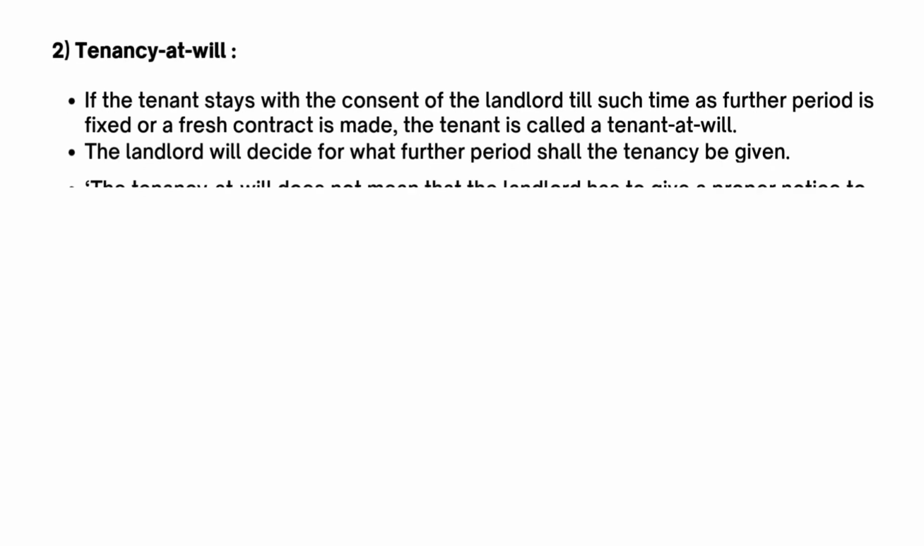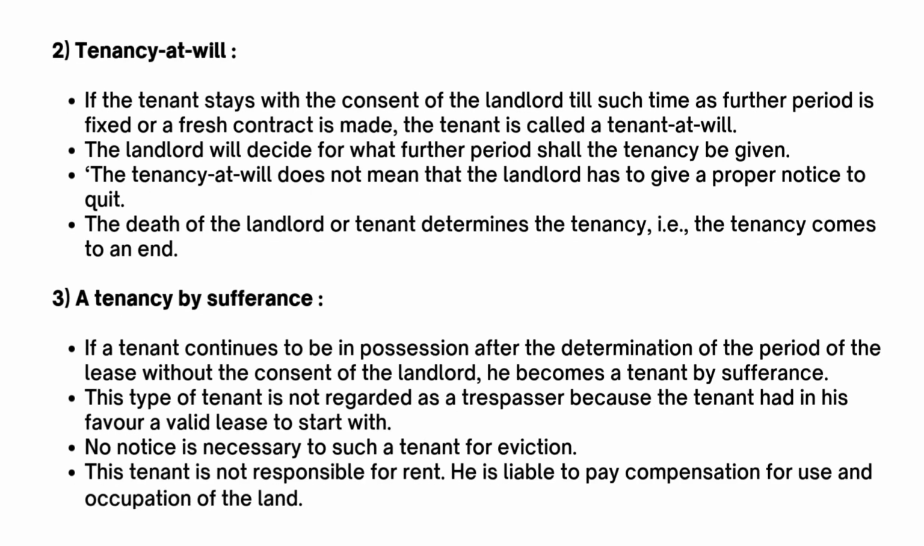2. Tenancy at will. If the tenant stays with the consent of the landlord till such time as further period is fixed or a fresh contract is made, the tenant is called a tenant at will. The landlord will decide for what further period shall the tenancy be given. The tenancy at will does not mean that the landlord has to give a proper notice to quit. The death of the landlord or tenant determines the tenancy. That is, the tenancy comes to an end.